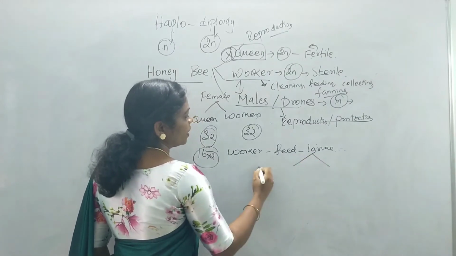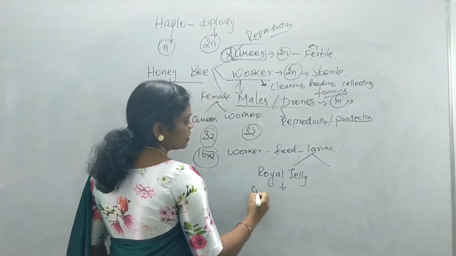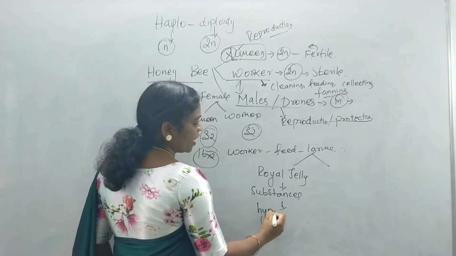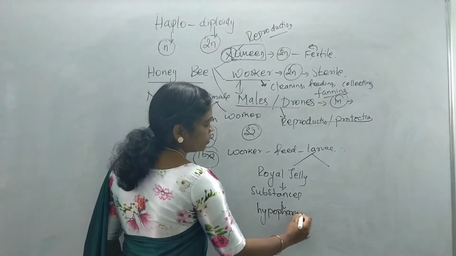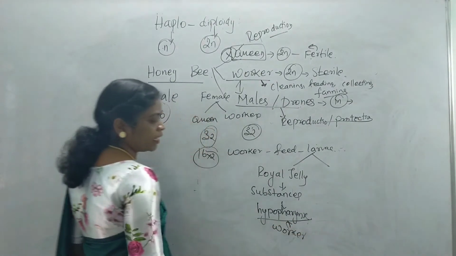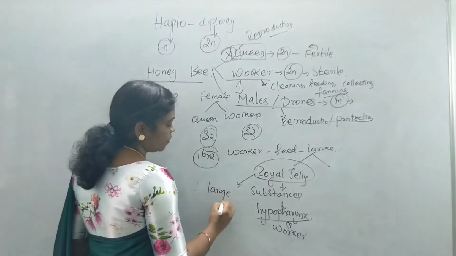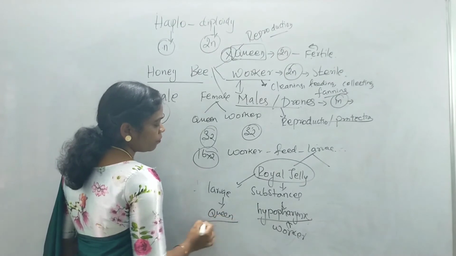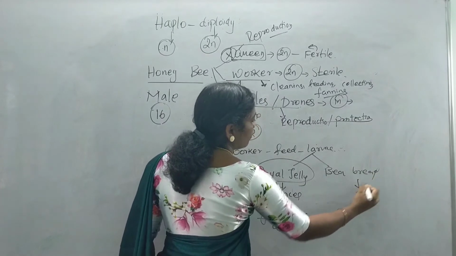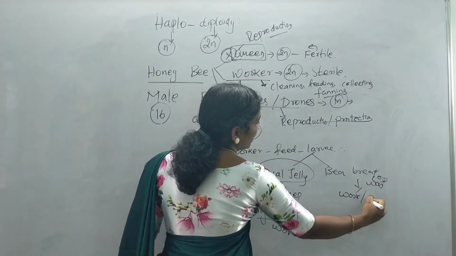If the larvae are fed with royal jelly, which is a substance secreted from the hypopharyngeal glands present in the worker bees, and only worker bees secrete this royal jelly, then that larva will become the queen. If the larvae are fed with bee bread or wax, they will become worker bees or drones.